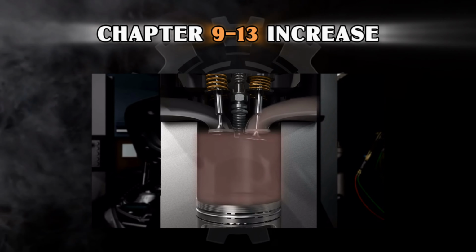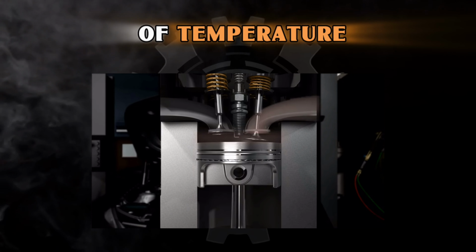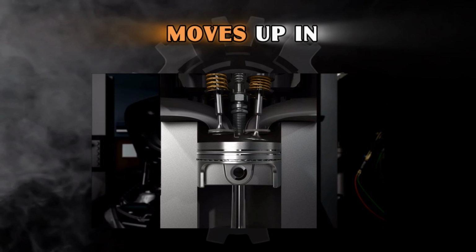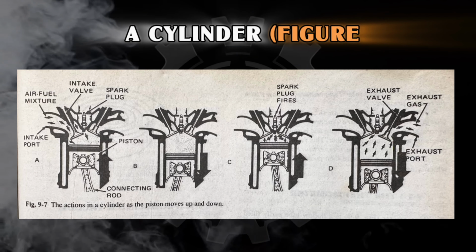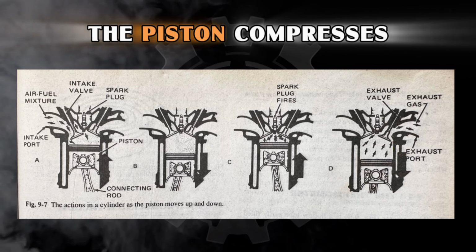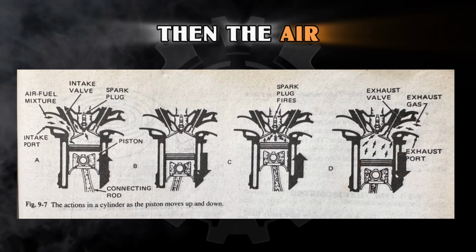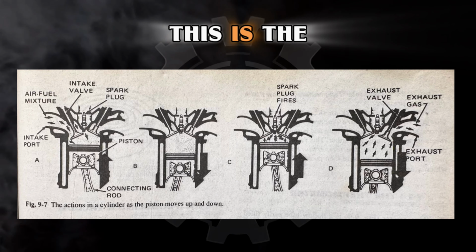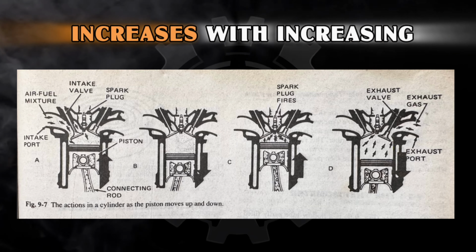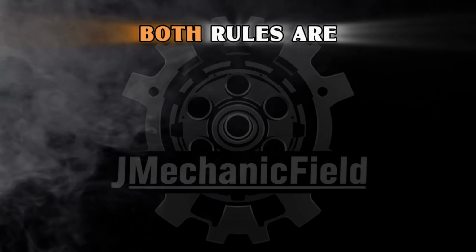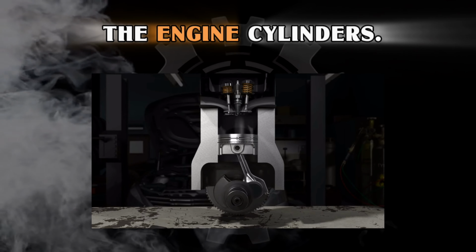Chapter 9-13. Increase of temperature. When the piston moves up in a cylinder, figure 9-7b, or closed container, the piston compresses the trapped air or air-fuel mixture. Then the air or mixture gets hot. This is the second rule. Temperature increases with increasing pressure. Both rules are at work in the engine cylinders.